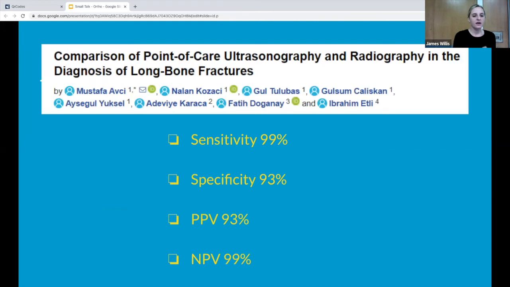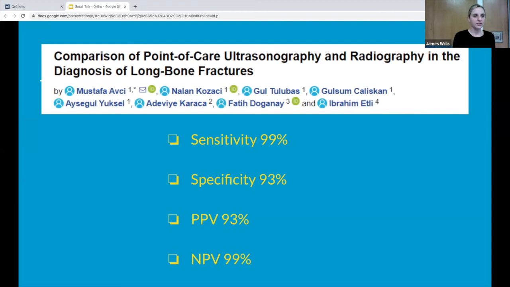Another study that also looked at the accuracy of using ultrasound compared to X-ray analyzed 200 patients that presented with suspected long bone fractures. They had 2 ER docs performing in the study. One did the ultrasound and the other interpreted the X-ray results, and they were both double blinded to each other's results. As you can see, the sensitivity and specificity are really good from the results of this study, 99% and 93%. The positive predictive value was 93% and the negative predictive value was 99%.